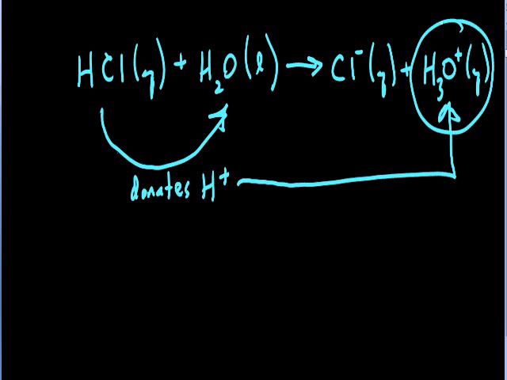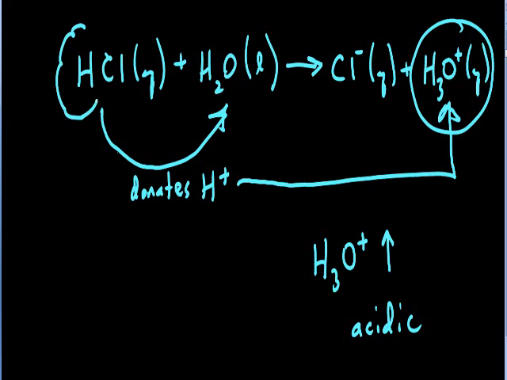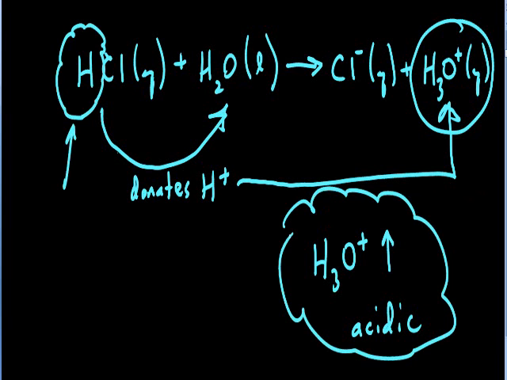As this takes place, the hydronium ion concentration is going to increase, and this will now make our solution acidic. Now, for this particular chemical, hydrochloric acid, it's fairly obvious it's an acid. It starts with a hydrogen. It can lose that hydrogen by donating it, functioning as an acid. That causes the hydronium concentration to increase, and our solution becomes acidic.